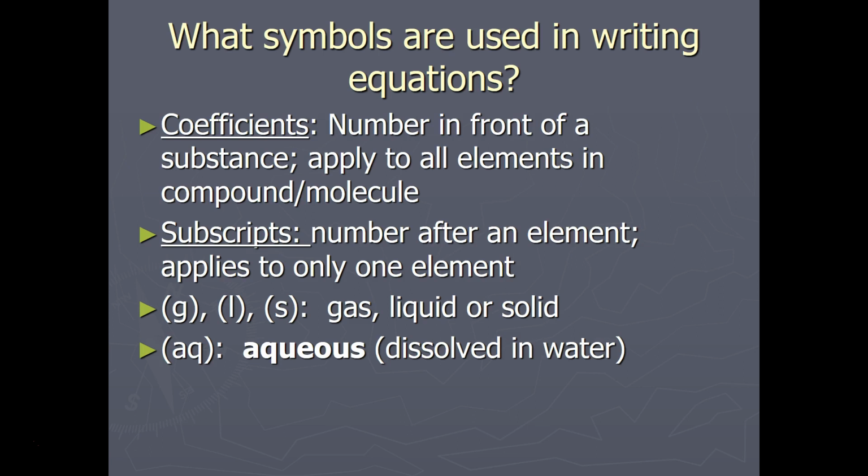So what symbols are used when we write chemical equations? First big one are coefficients, and this is a number we put in front of a substance. You've seen this before when we learned to count atoms, and this applies to all elements in that compound or molecule. Subscripts are those little numbers that we've been using all this time, and that's the number after an element, and it only applies to that one element. As we already discussed, we can also have our states of matter in parentheses: solid, liquid, gas. We can also have aqueous in parentheses.